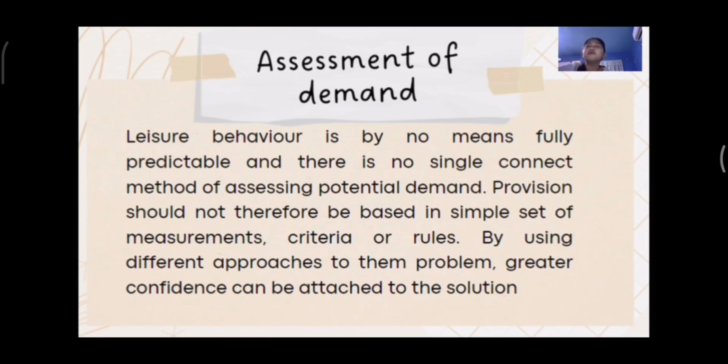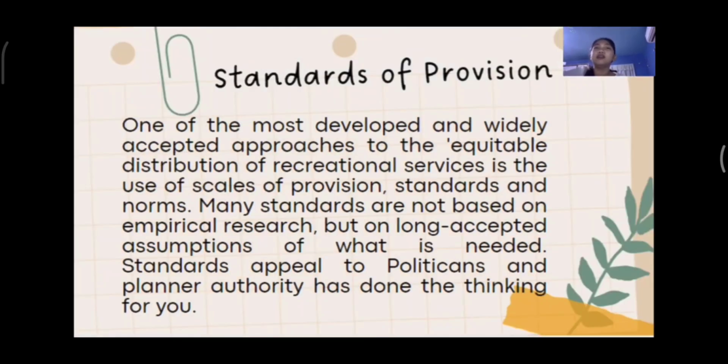A range of methods include the following. The first is standards of provision. One of the most developed and widely accepted approaches to the equitable distribution of recreational services is the use of scales of provision, standards and norms.